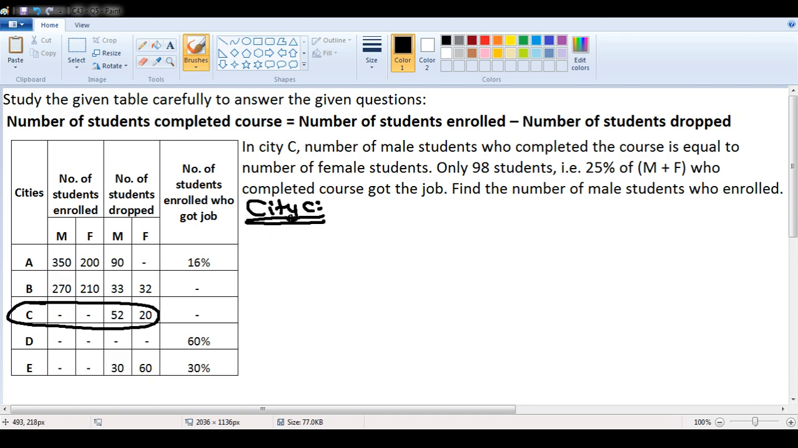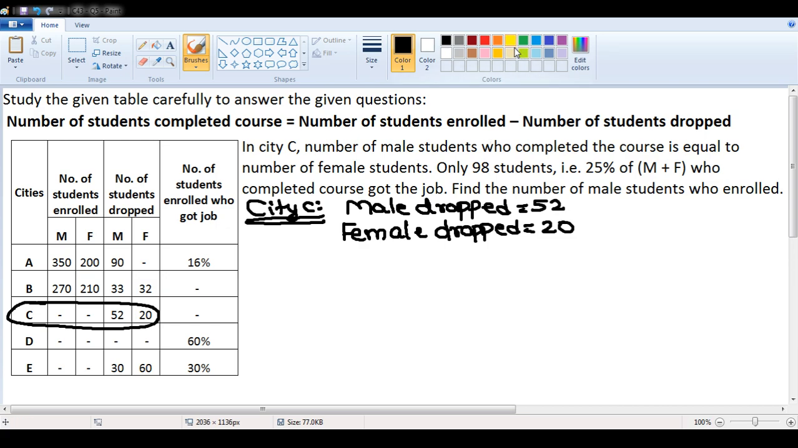First let me write down what all is given. Male dropped out is given as 52. Even though the table is visible, I just want to write it so that people will understand it better. Female dropped out is given as 20. These are the only two pieces of information given about city C as per the table, right? Now in city C, the number of male students who completed the course is equal to the number of female students who completed the course, right? That is what is given in the first statement. But from that, as of now, I can't do anything.